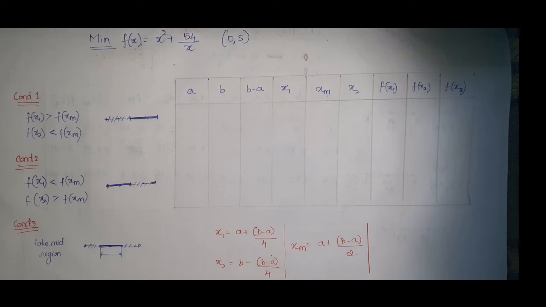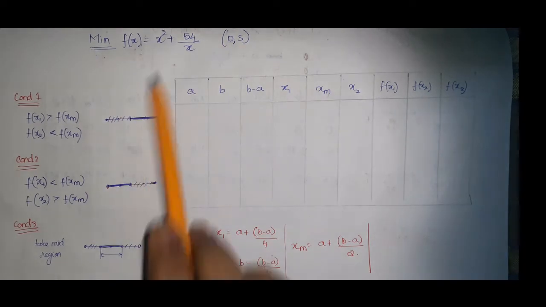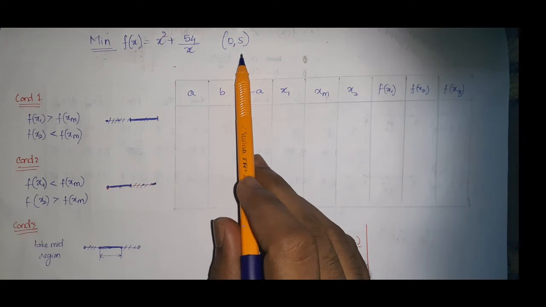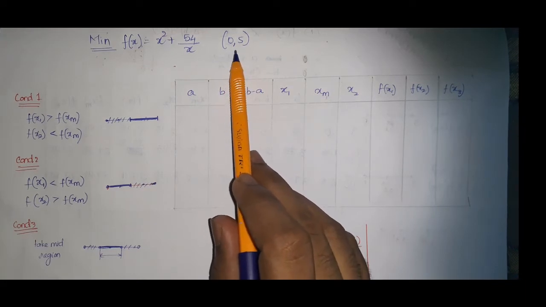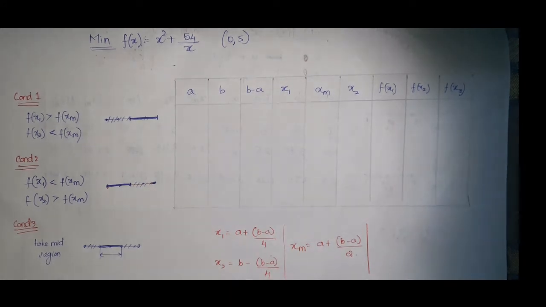So in this video, we'll see how to find the minimum point using the interval halving method. The problem given is we have to minimize the function f of x equals x square plus 54 divided by x in the region 0 to 5. To put it in other words, we have to find the minimum point within this region 0 to 5 of the given function x square plus 54 by x.